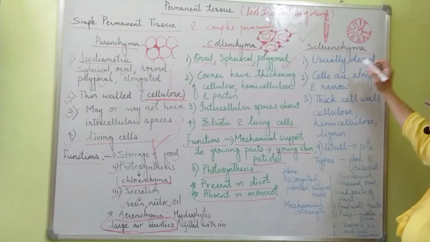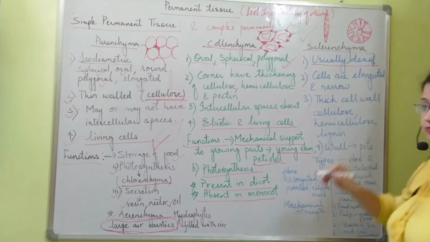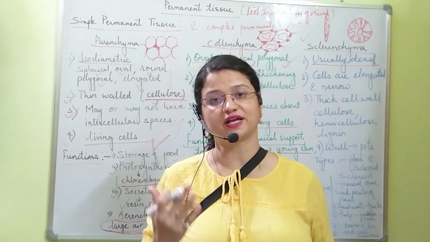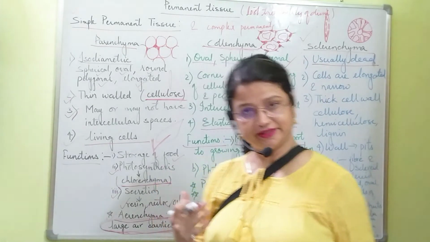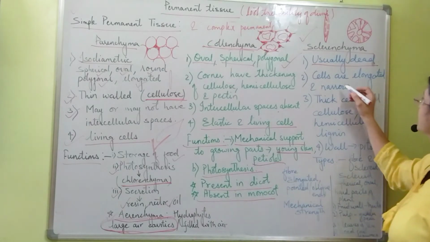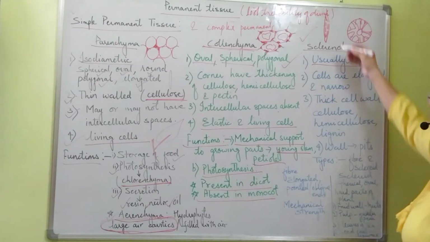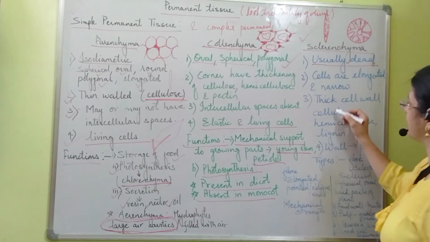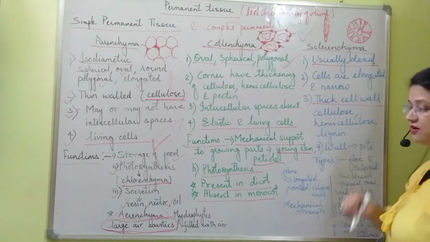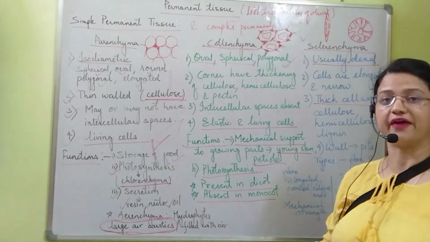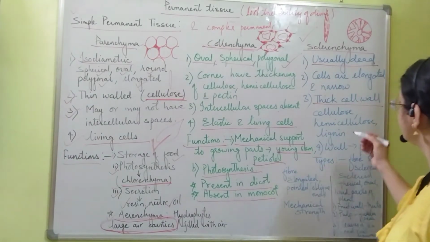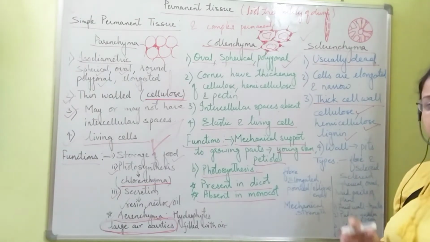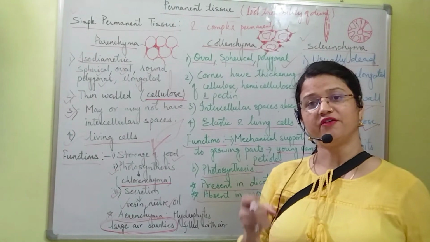simple permanent tissue. It is usually dead. What happens when it matures? The protoplasm is lost, so that's why it is a dead cell or dead tissue. Cells are elongated and narrow. In this diagram we can see the cells are elongated and they are narrow. They have a thick cell wall. The cell wall is thick and there is deposition of cellulose, hemicellulose and lignin. So it makes the cell wall very thick.